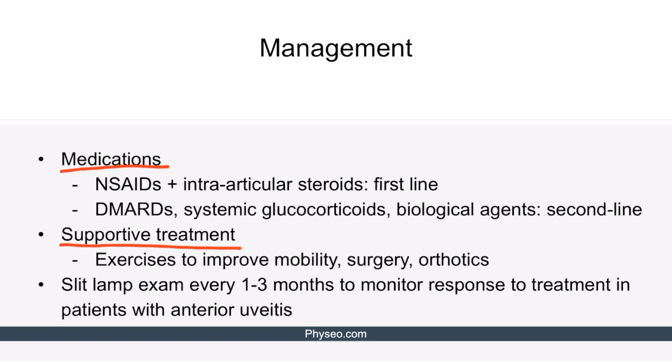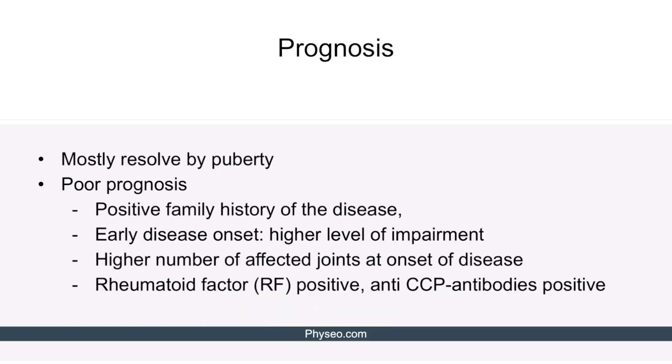Note that slit lamp exams should be performed every 1 to 3 months to monitor response to treatment in patients with anterior uveitis. Juvenile idiopathic arthritis mostly resolves by puberty. Factors associated with poor prognosis include positive family history of the disease, early disease onset as it is typically indicative of a higher level of impairment, a higher number of affected joints at the onset of disease, and being rheumatoid factor positive and anti-CCP antibodies positive.